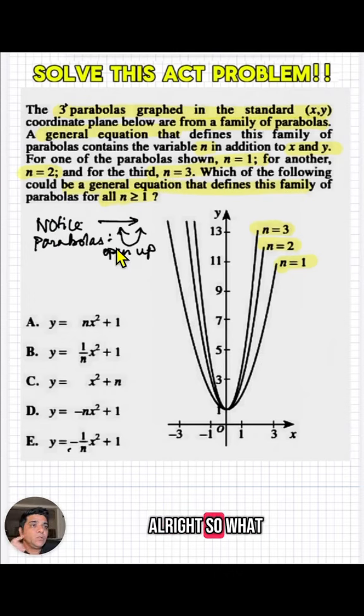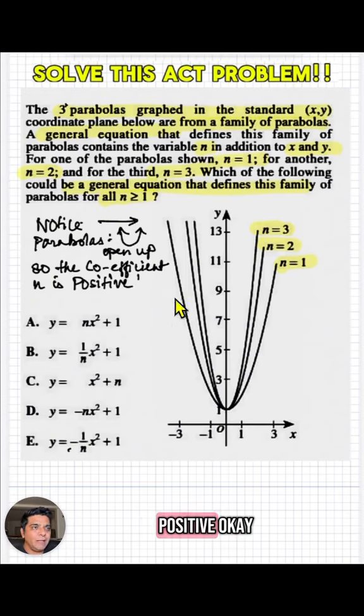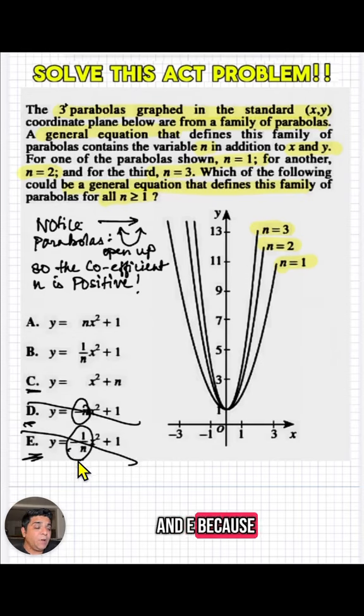All right, so what that means is this n in the formula, which is like the a of the formula, the coefficient of the x squared term, has to be positive, because the parabolas are opening upwards. So straight off we can just cancel d and e because they have negative coefficients. Okay, let's look at c.